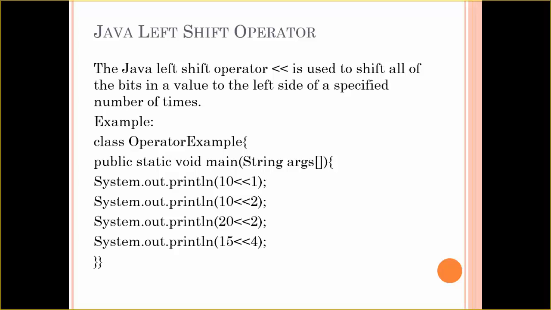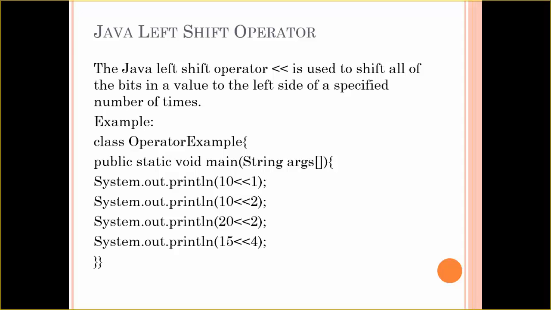Which means if I give a value of 10, which is an int value, it is going to be converted into binary form. Then from that binary form I'm going to shift all the bits in the value to the left side, which means I'm going to remove a bit from the end and add the bit at the start. That's what we do in the left shift operator. Let's see an example so that you can understand.